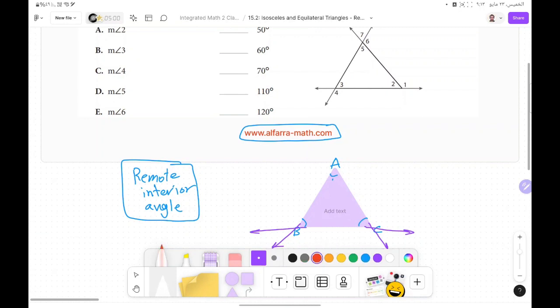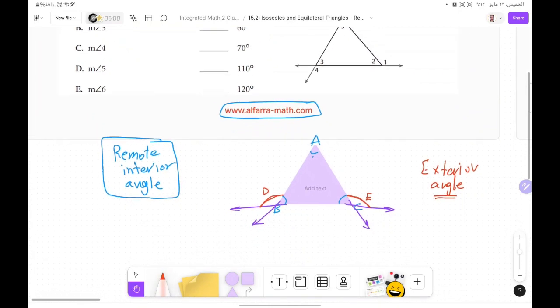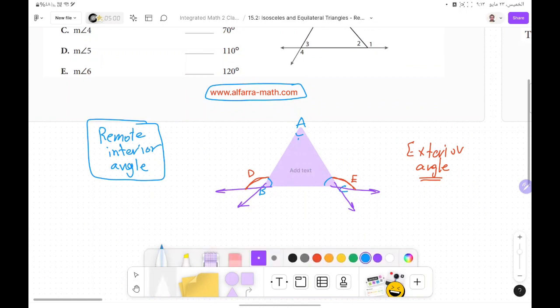Now, the remote interior angle can be calculated using one exterior angle. If I ask you which one of these is an exterior angle, the exterior angle is this one here. Let's call this one D. And we also have another exterior angle on the other side here. Let's say this one is exterior angle E. Now, how can I use the remote interior angle?